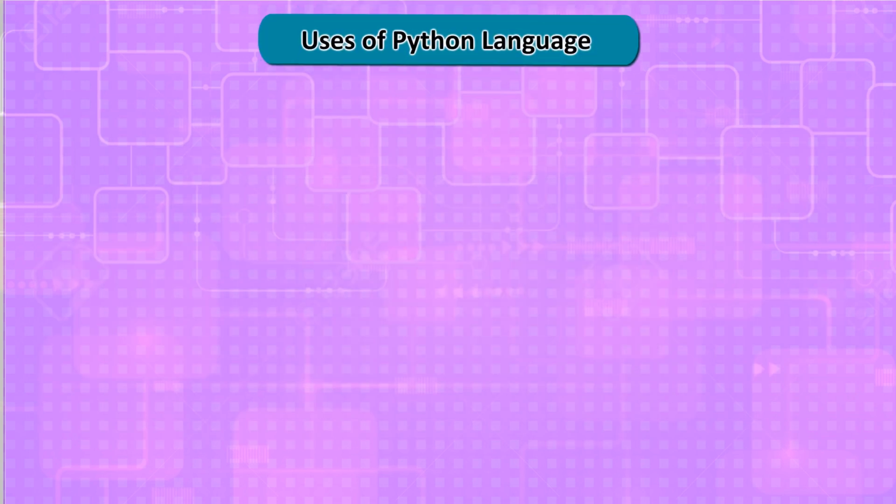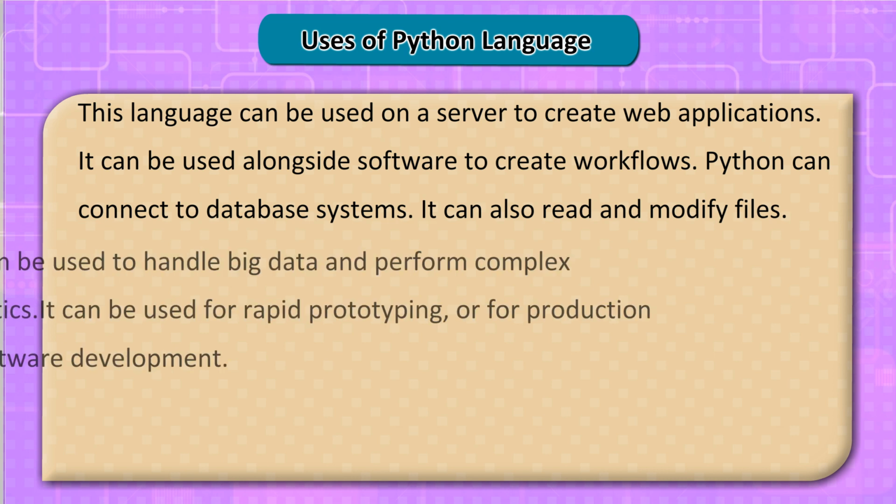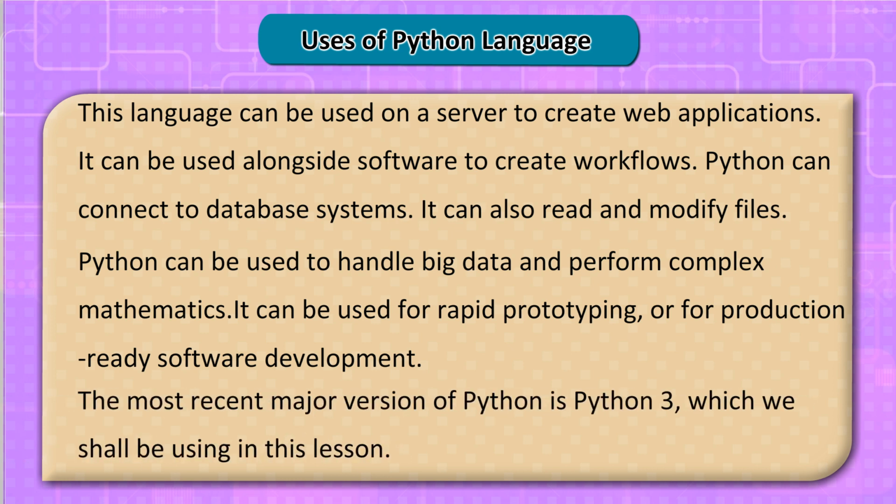Uses of Python language. This language can be used on a server to create web applications. It can be used alongside software to create workflows. Python can connect to database systems. It can also read and modify files. Python can be used to handle big data and perform complex mathematics. It can be used for rapid prototyping or for production-ready software development. The most recent major version of Python is Python 10, which we shall be using in this lesson.